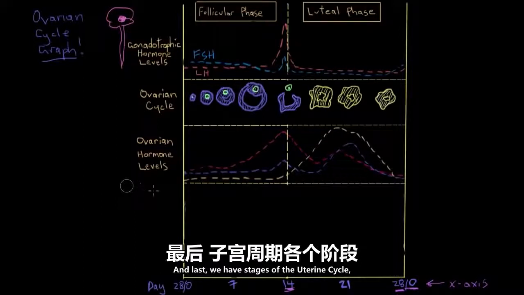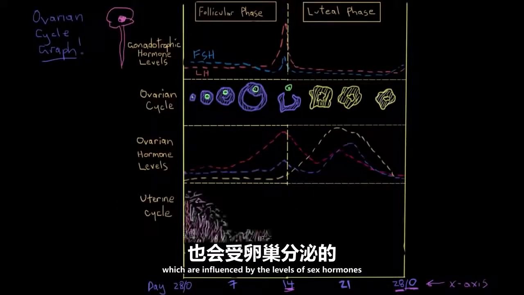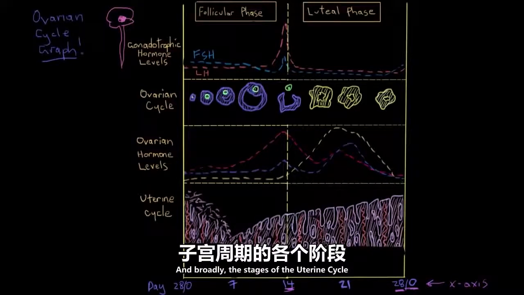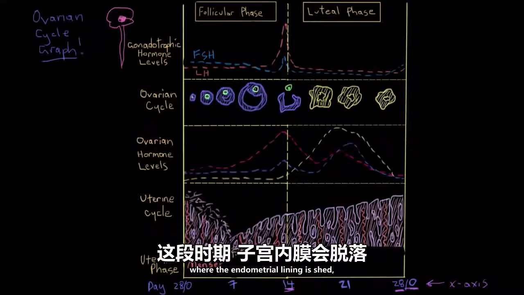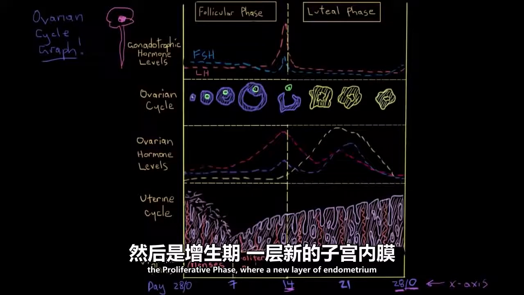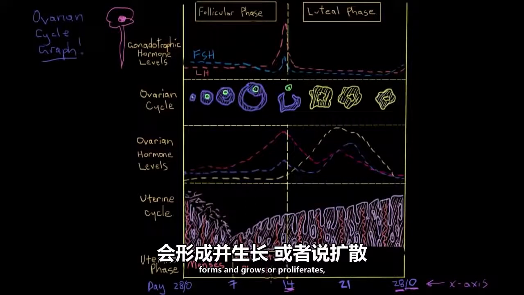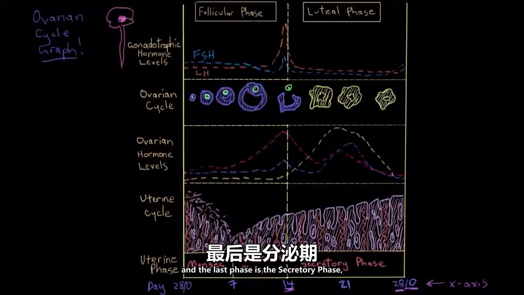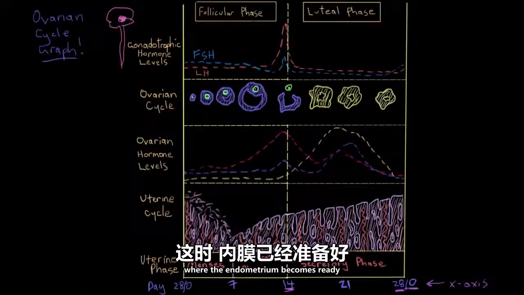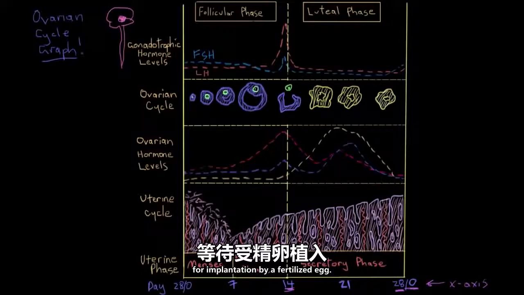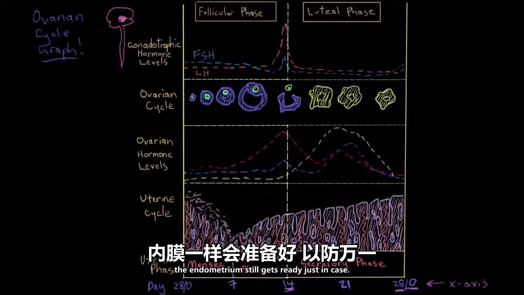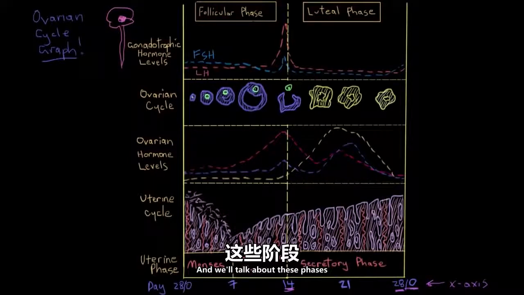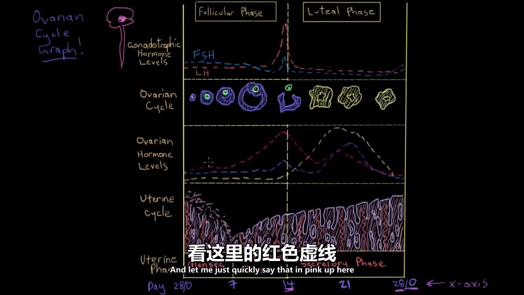And last, we have stages of the uterine cycle, which are influenced by the levels of sex hormones released from the ovaries. Broadly, the stages of the uterine cycle are menses, or menstruation, where the endometrial lining is shed, the proliferative phase, where a new layer of endometrium forms and grows, or proliferates, and the last phase is the secretory phase, where the endometrium becomes ready for implantation by a fertilized egg. So even if there's no fertilization of the egg, the endometrium still gets ready just in case. We'll talk about these phases a bit more later on.